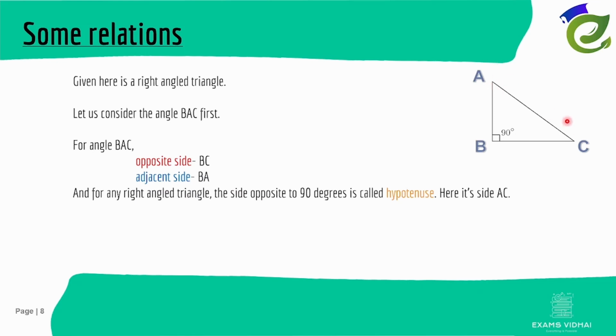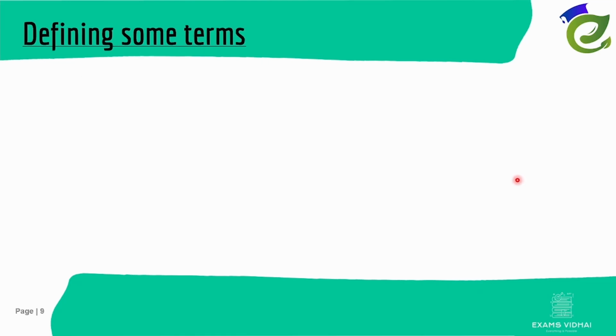Apart from hypotenuse, what is the adjacent side for this angle? It is AB. Now I have a question for you. For BCA, what will be the opposite and adjacent sides? For this angle, the opposite side will be AB and the adjacent side will be BC, right? Okay, now we'll be defining some terms, so pay a little bit of attention here.